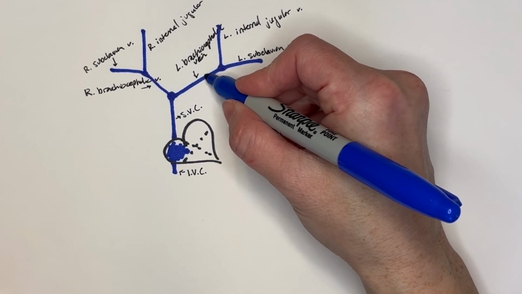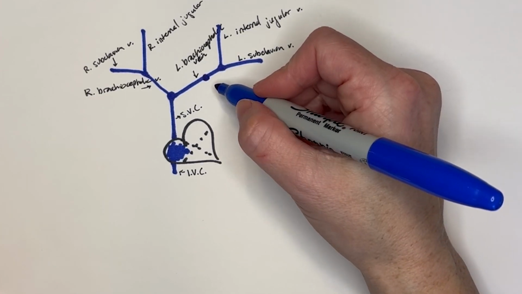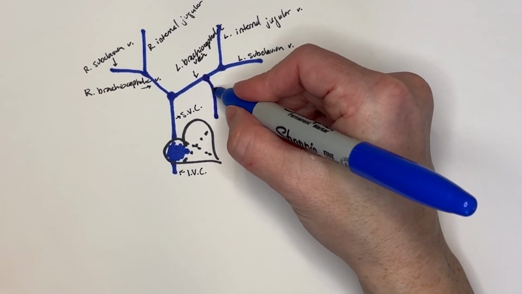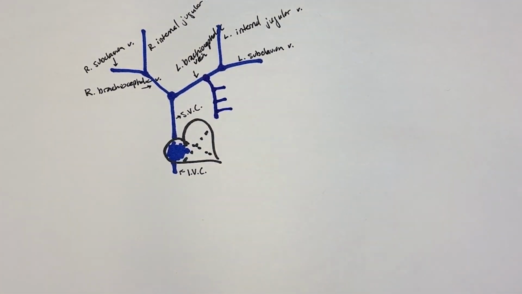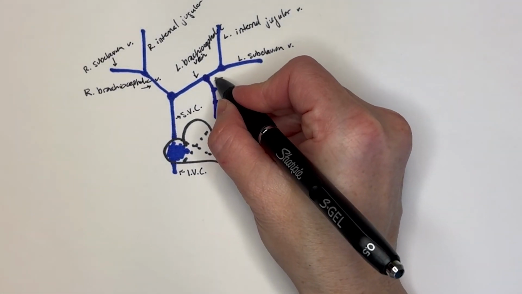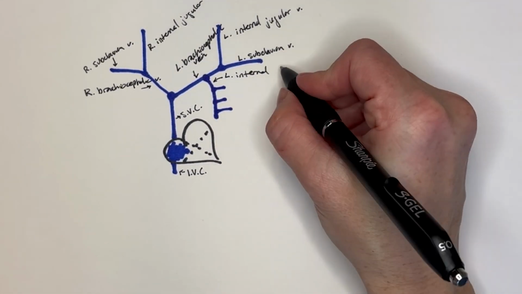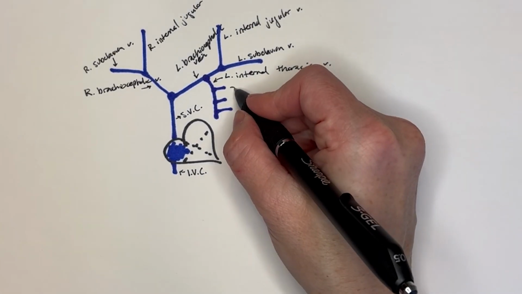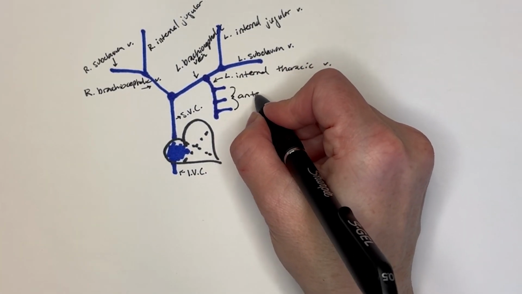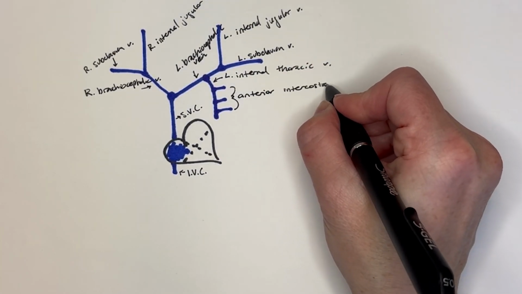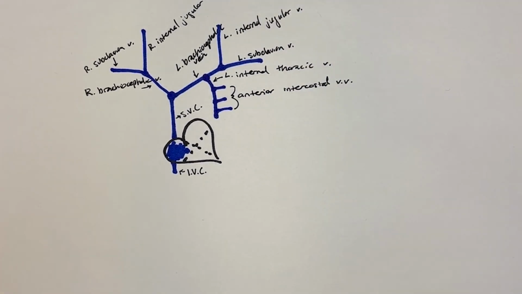I'm only drawing it on the left side, but on both the left and right brachiocephalic veins, we're going to have a small branch that comes anterior, with small branches coming off of that one first vein. So this first vein is the internal thoracic vein. And then we're going to have multiple branches of anterior intercostal veins running in the intercostal spaces.